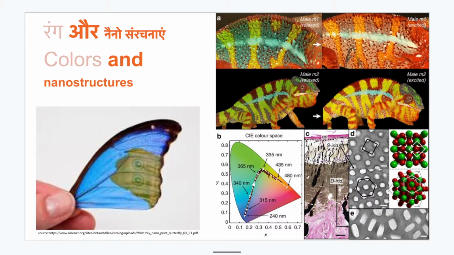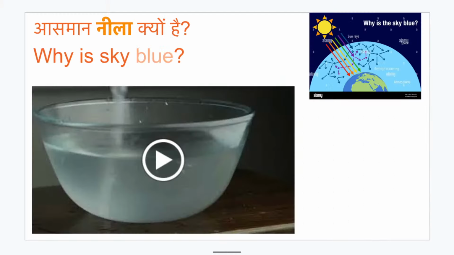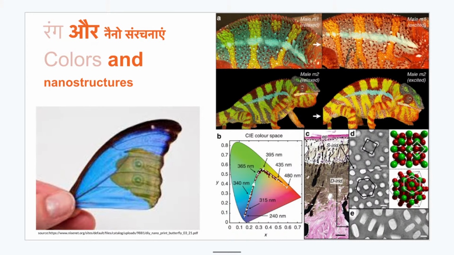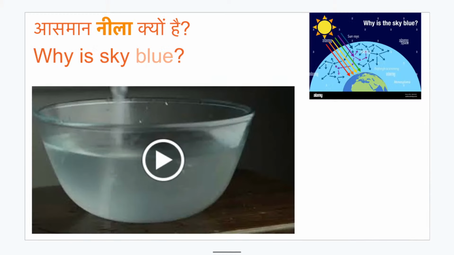We can understand how chameleons change their color, or how butterflies change their color, or basically how peacocks get their color. So now what we are trying to understand is how does the sky get its blue color. So the blue color of the butterfly or the blue color of the peacock feather is something that we understand now. This is the second last thing that I would like to show, how does the sky get its blue color. And the blue color that the sky gets is because of something called Rayleigh scattering.